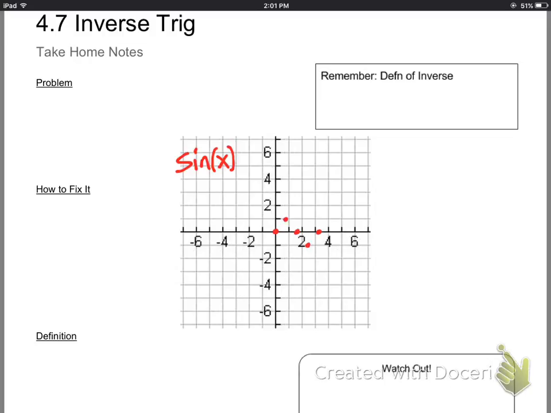Alright, so first I just want to graph sine. I find it easiest to graph points first and then connect the dots. So we've got all these points and we connect it all and we have sine.